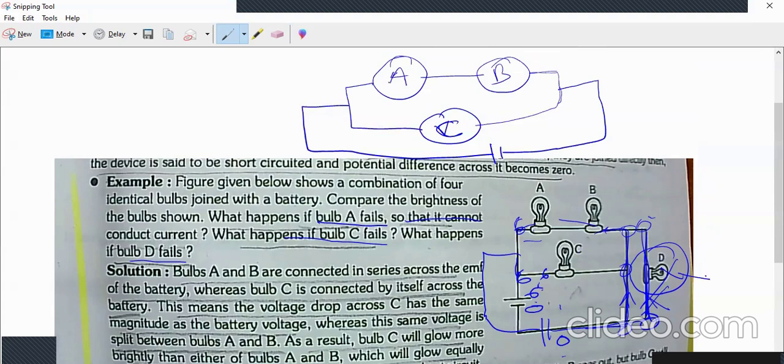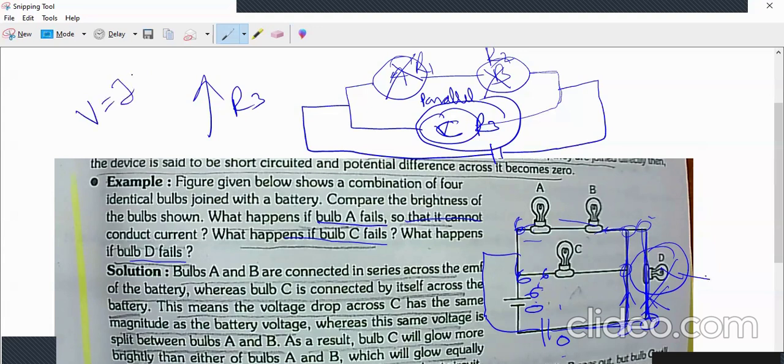Now, what is this? This is two resistors R1 and R2. And this is R3. So effectively, this is a parallel connection right now, and this will be less resistance. If A goes away, then this also goes away and the resistance will increase. And then what happens? You see, V is equal to IR. If the resistance increases, the voltage across it will also increase, and all the energy will be consumed here only. So the bulb will glow more brightly.